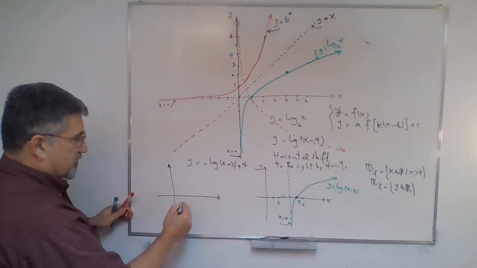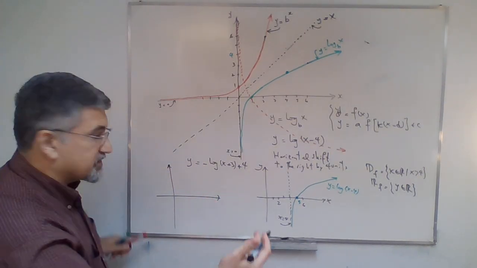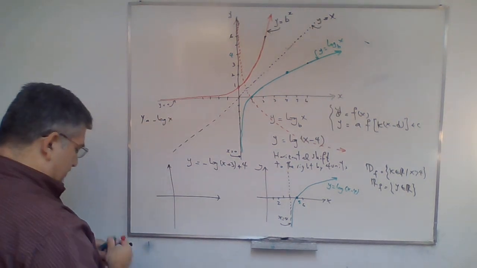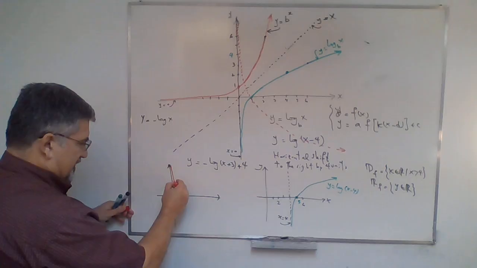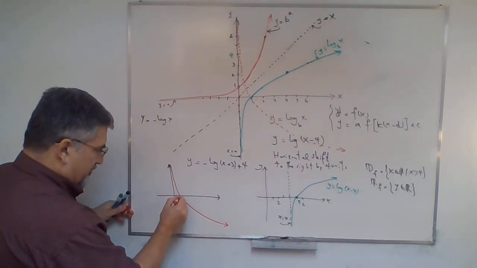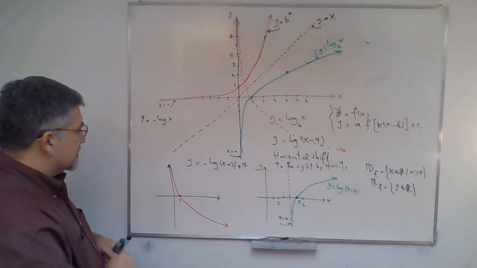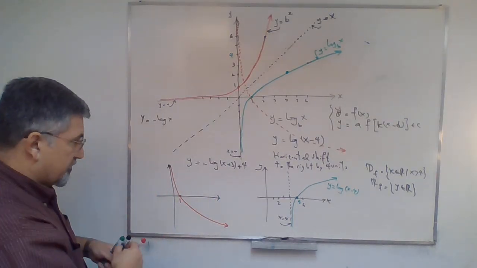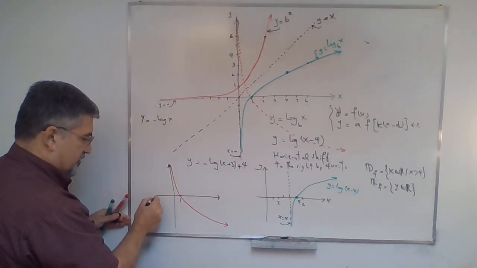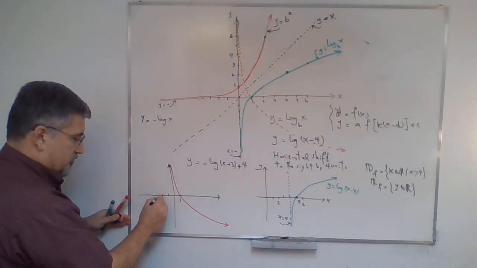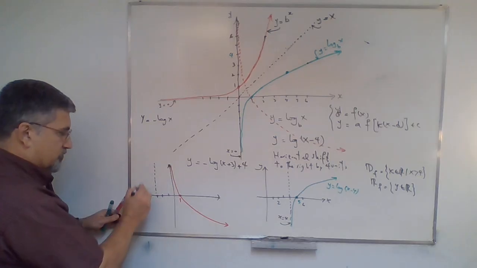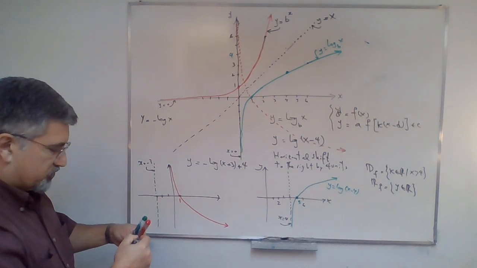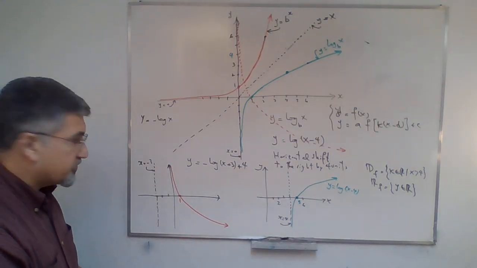So why don't we start by graphing negative log x? So y equals negative log x is going to be a graph like this, and the x-intercept is still the same number, 1. And this is negative log x, and then we're going to horizontally shift this to the left by 3 units because of horizontal translation to the left by 3 units. So 1, 2, 3. The vertical asymptote becomes x equals negative 3.